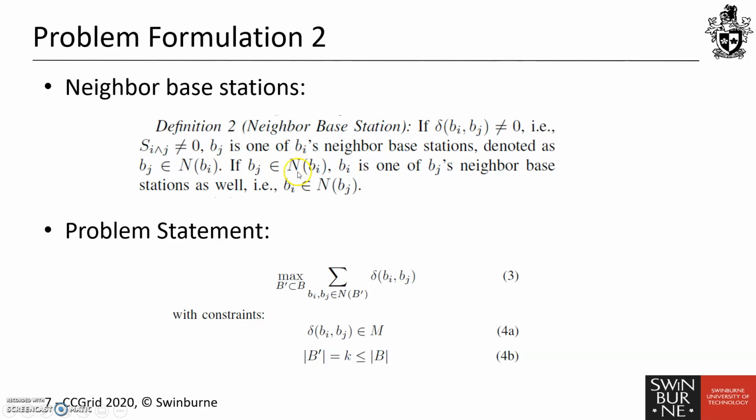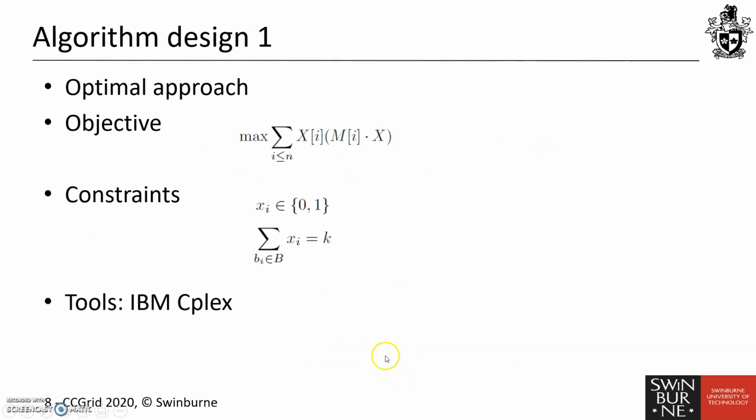Bi is denoted by N, Bi's neighbors. Also, we can use Bj, meaning Bj's neighbors. Based on the formulation above, we can summarize the problem here: maximize the overall robustness with two constraints. The first one, the robustness should be part of the matrix, and the total number of the edge servers should be no greater than the number of base stations here.